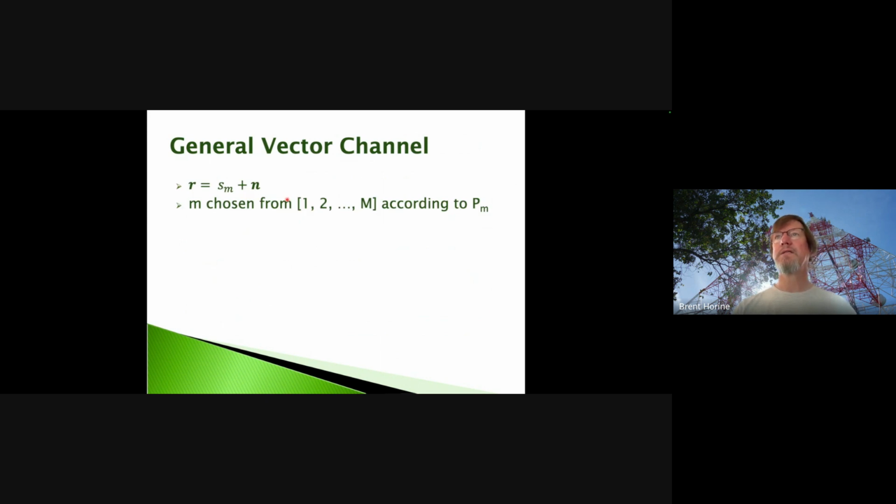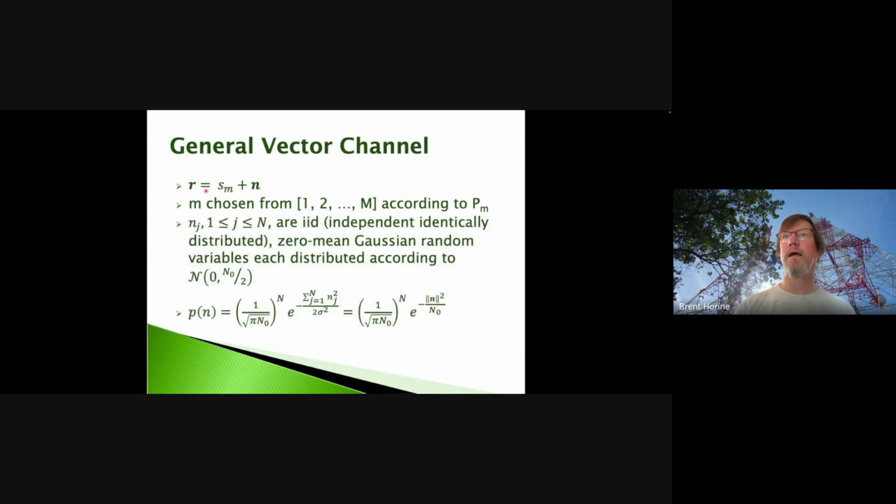So let's talk about a general vector channel. Here we've got this vector equation where R is equal to the symbol or signal that was sent plus the noise, in this additive white Gaussian noise channel. M is chosen from 1, 2, up to whatever capital M is for our modulation scheme, according to the probability of sending one of these symbols.